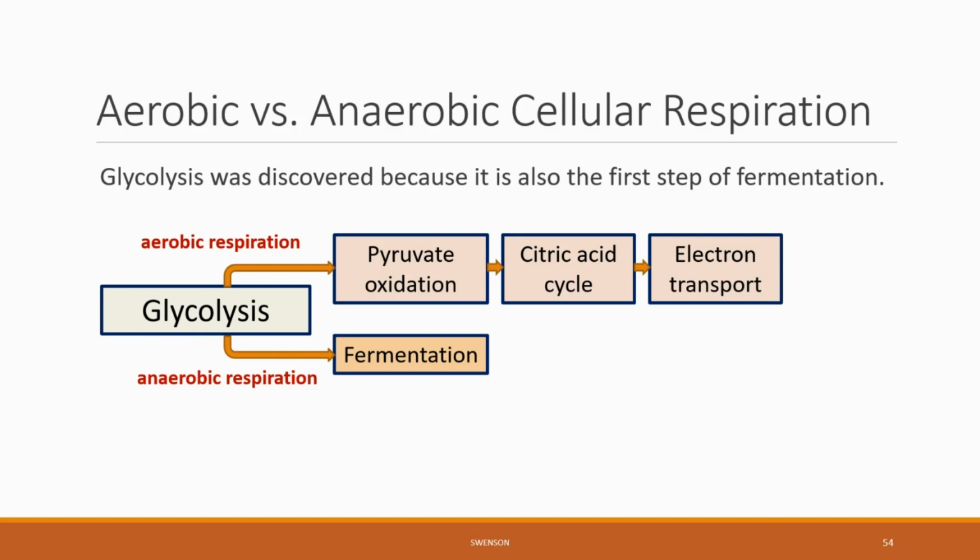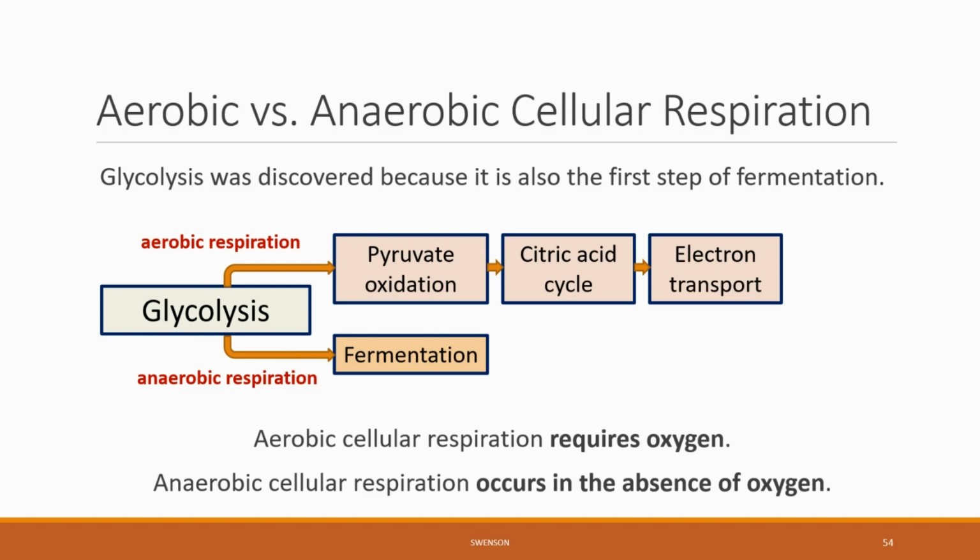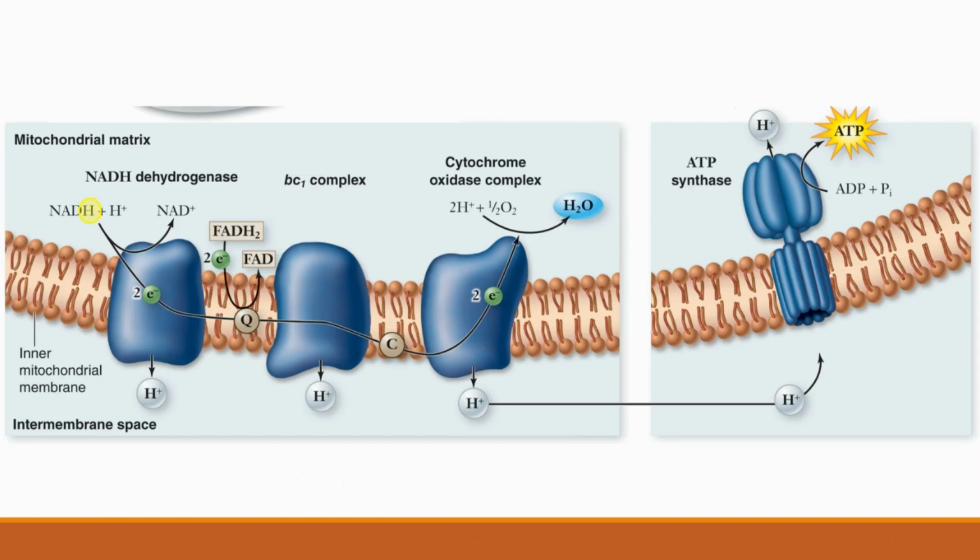Aerobic cellular respiration includes all four steps that we just finished covering. Anaerobic cellular respiration has one problem, though, and that is it lacks oxygen as a terminal electron acceptor. Without oxygen, the electron transport chain would get backed up and shut down because there would be nowhere for the electrons to go from NADH and FADH2.